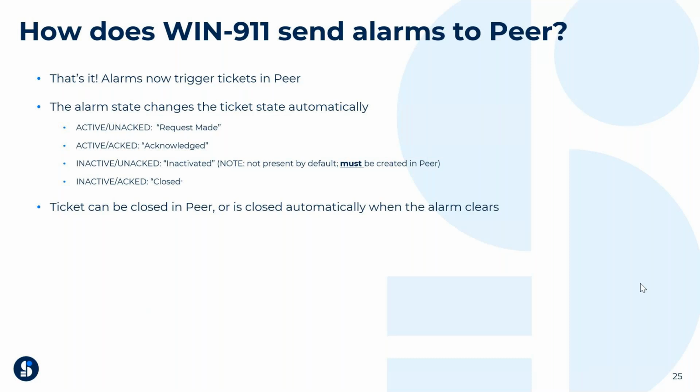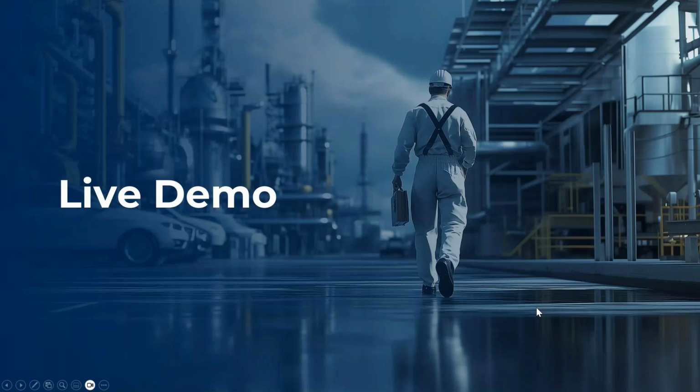As the alarm state changes within Win911, the peer ticket will automatically change as well. This is one way of communication. So when an alarm comes in, Win911 will see that new alarm is active on act, and that translates to the request made state within peer. When the alarm goes terminal, it translates to a closed state for the ticket. We'll go ahead and show all this now with the live demo.